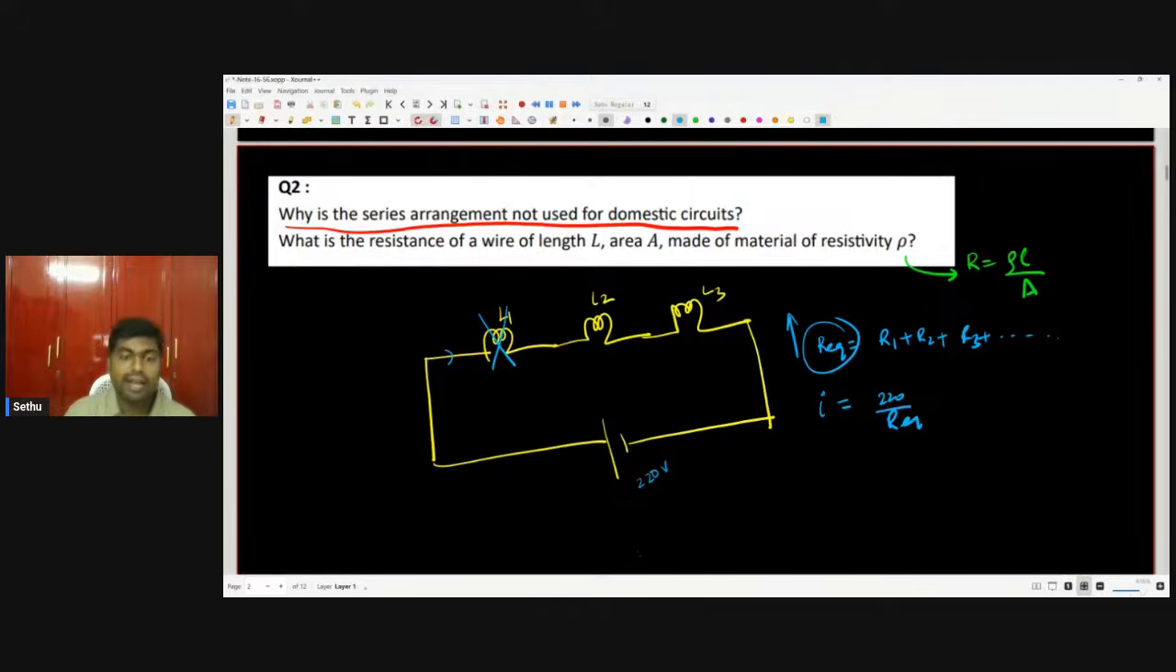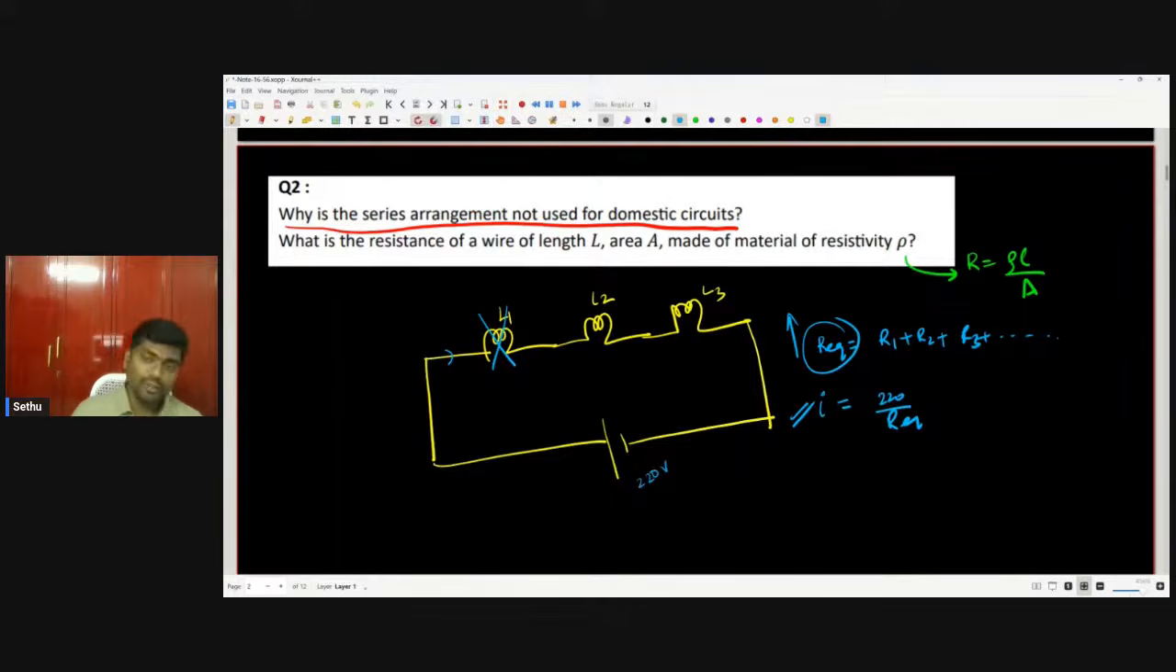Number two. So there is one issue with current also, right? The first idea is supposing if one appliance goes bad, current will not flow to the other appliances as well. Number two, the more and more appliances you connect, the more is your R equivalent. More is your R equivalent means lesser is your current. Lesser current might not be useful to run that particular electrical equipment.